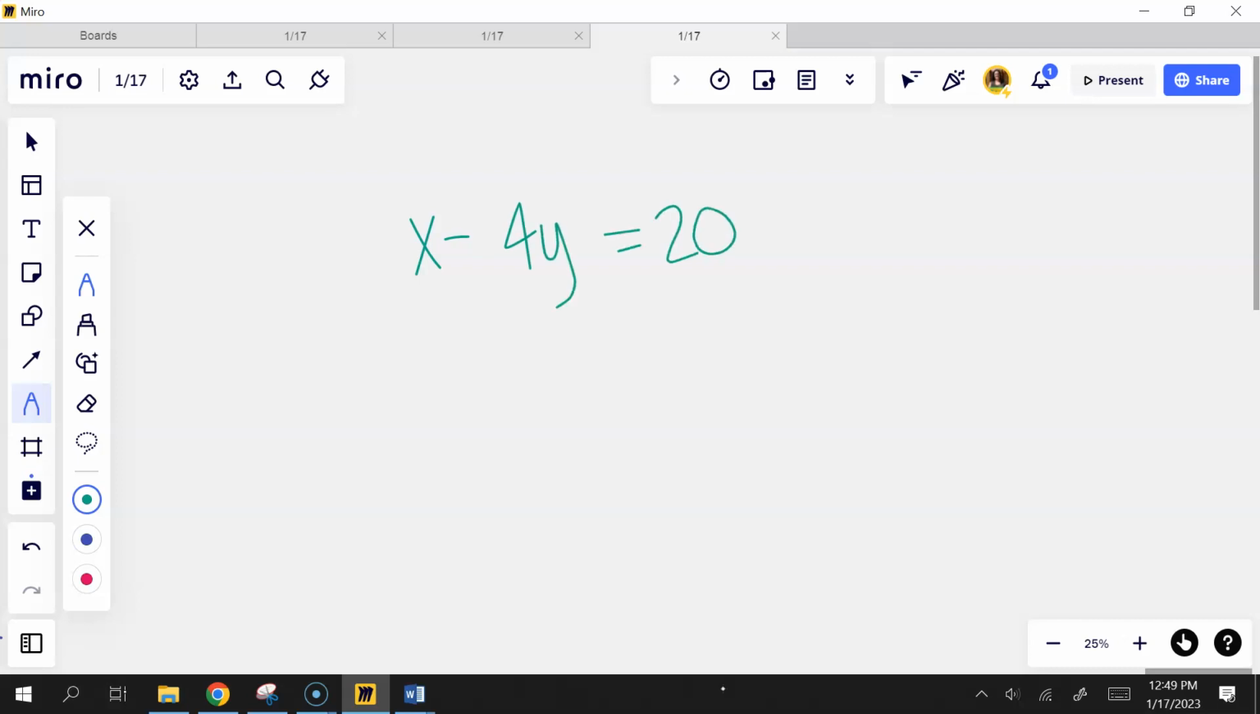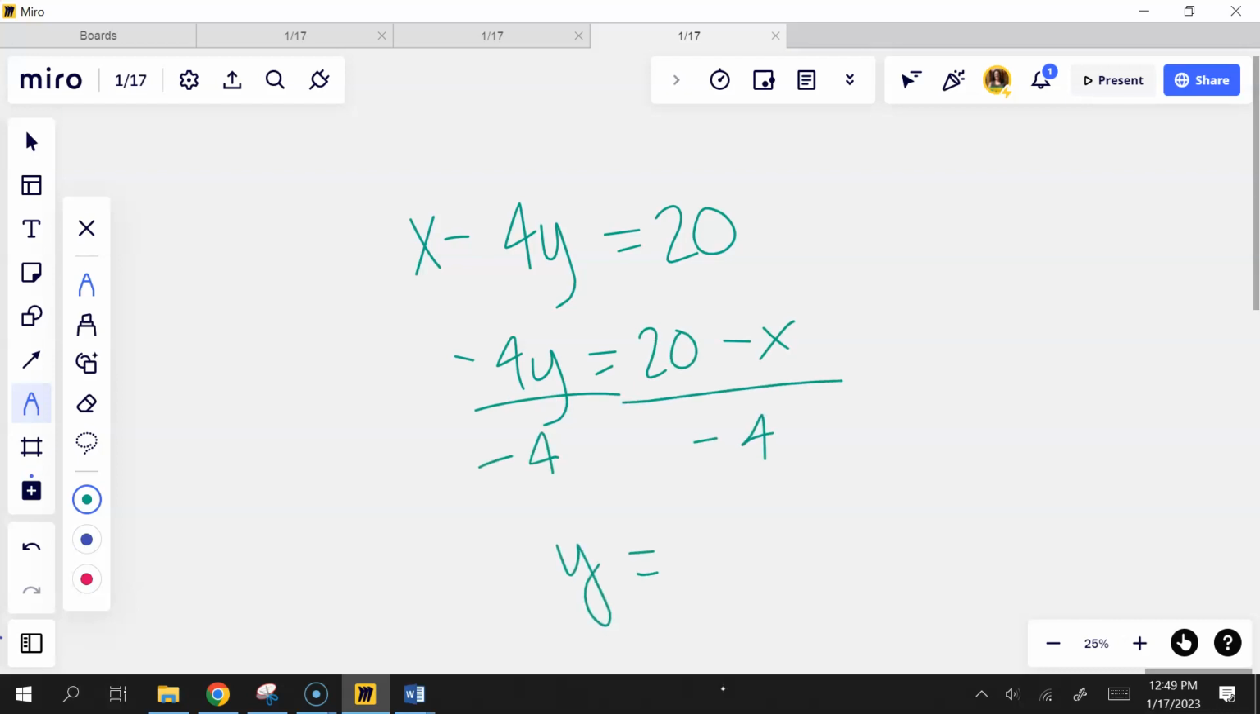Implicit because of the multiple variables. But if I then solve it for one of the variables, it says to write each equation explicitly in terms of x. That means I want all the x's together on one side. So I would have negative 4y equals 20 minus x, and I would divide everybody by negative 4. Implicit can have multiple variables together.